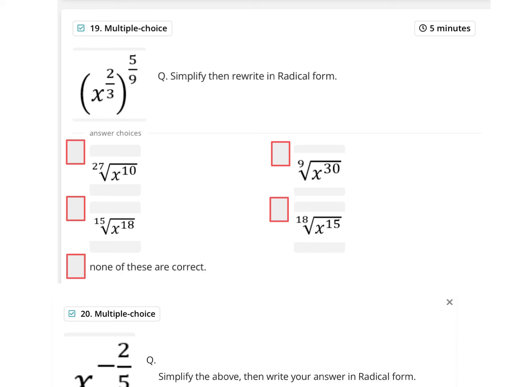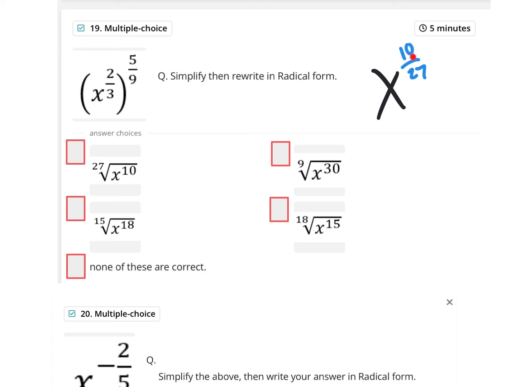Okay, well, it's pretty easy. When you have a power to a power, what do you do? You simply multiply, right? So 2 times 5 is 10, 3 times 9 is 27. No, I'm sorry. We really have x to the power of 10 over 27. 10 over 27. Now, the question is, could I reduce this fraction? I cannot. If I could, please reduce, all right?